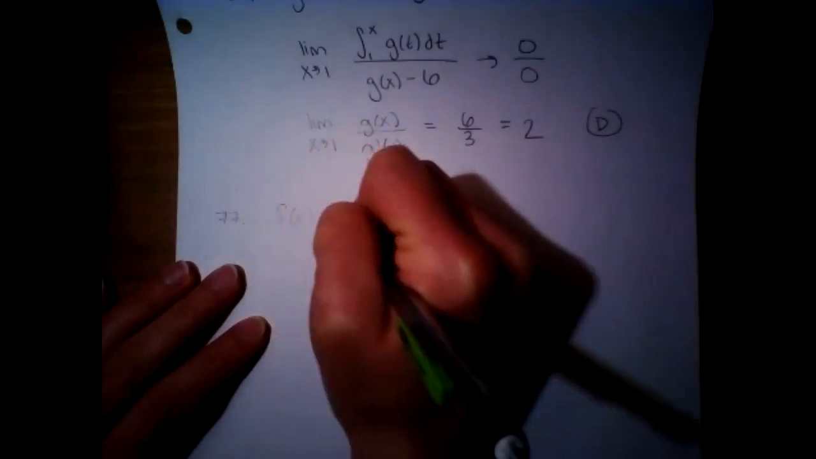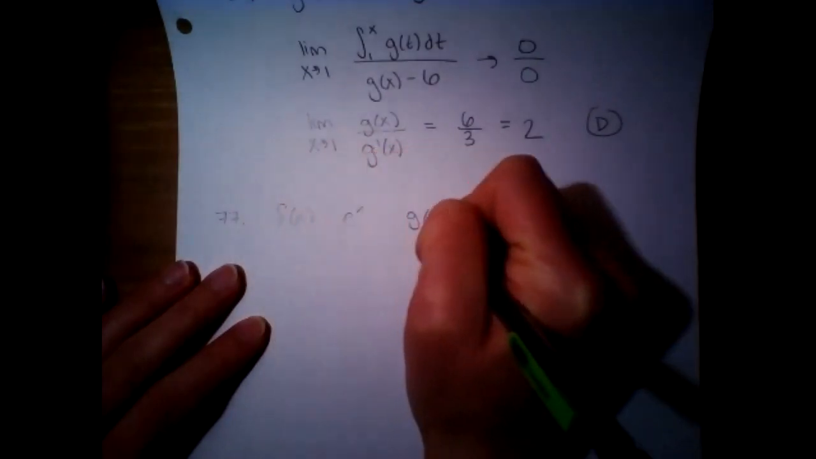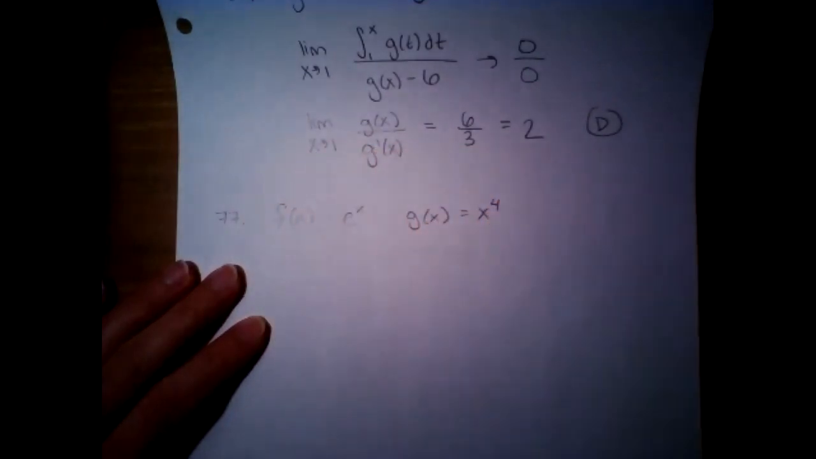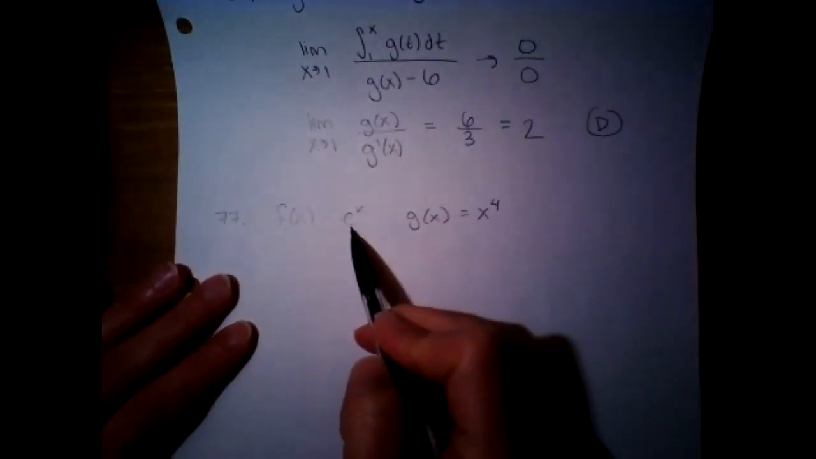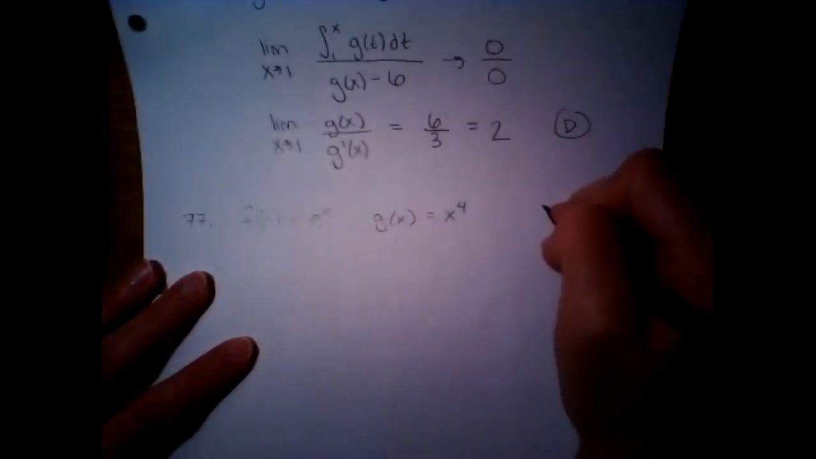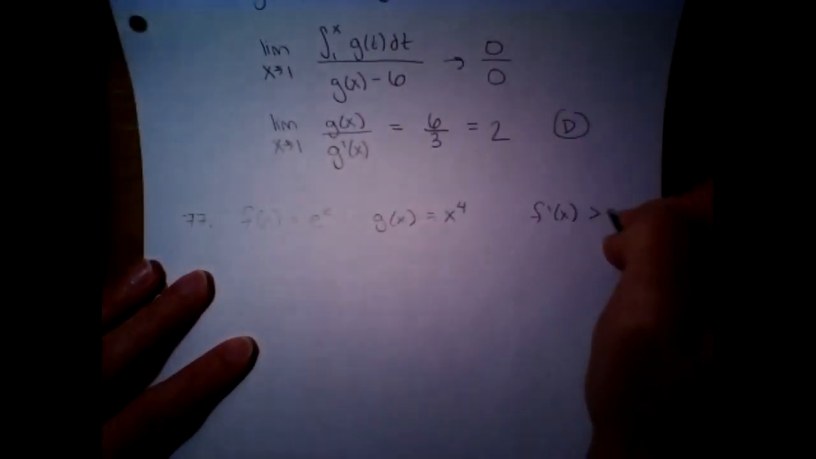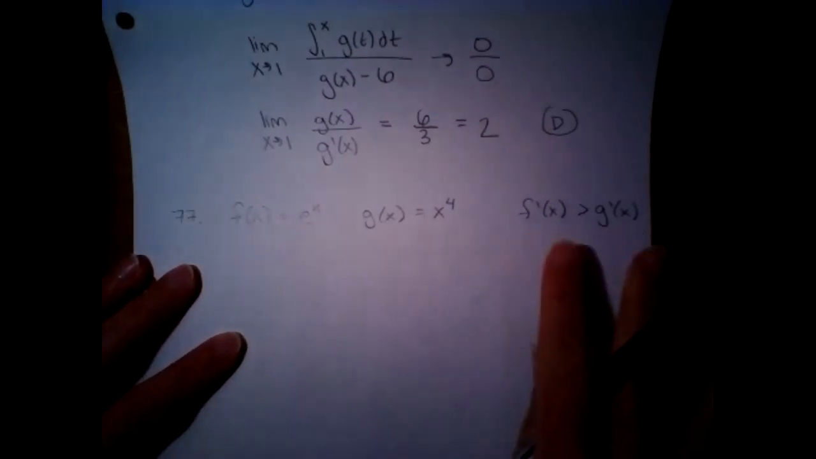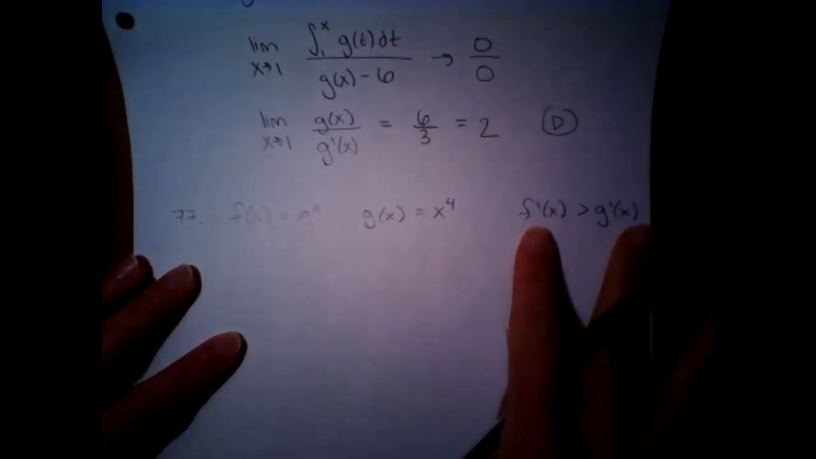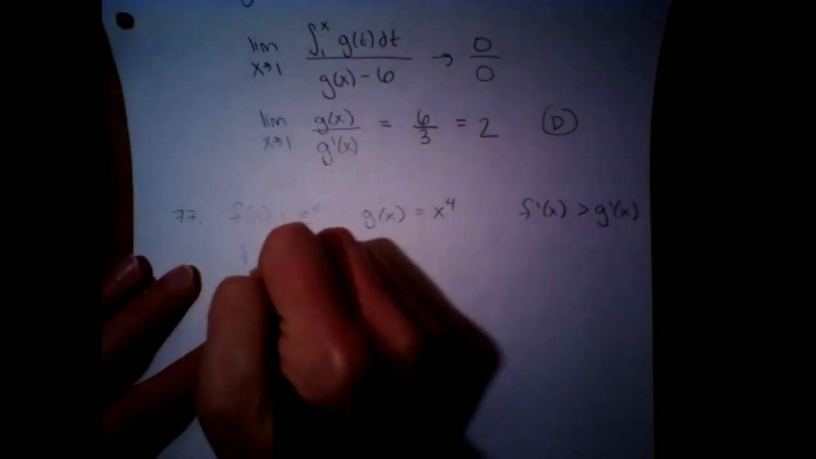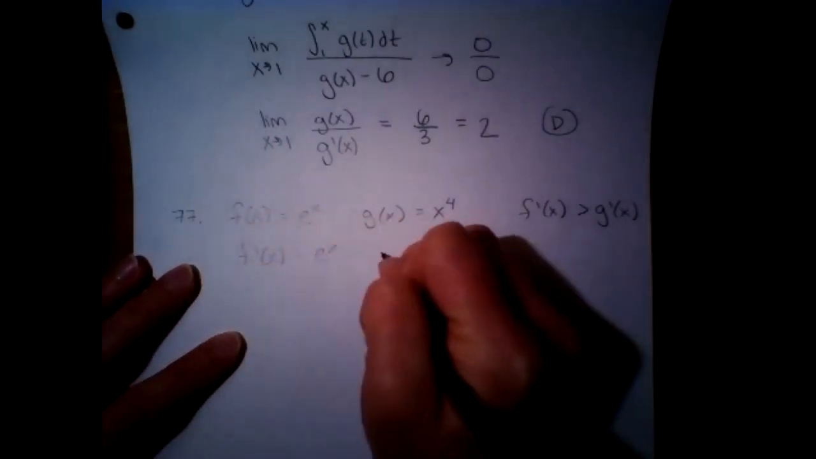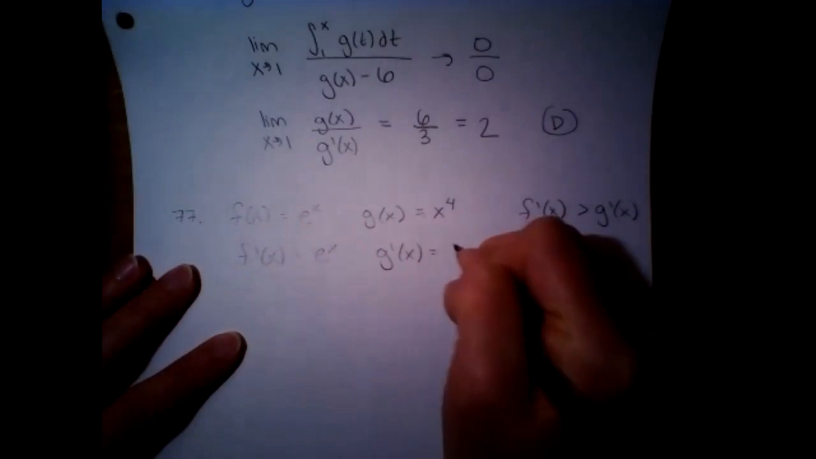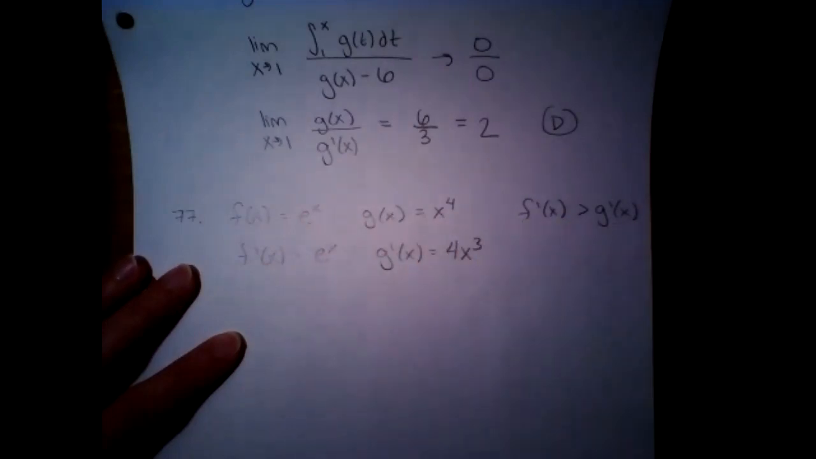All right, so they give us f of x equals e to the x, g of x equals x to the fourth. On what intervals is the rate of change of f of x greater than the rate of change of g of x? So we want to know, where is f prime greater than g prime? So we're going to find the derivatives, put them in the calculator, and just look at where this is true. So the derivative for f is just e to the x. The derivative for g is 4x cubed.